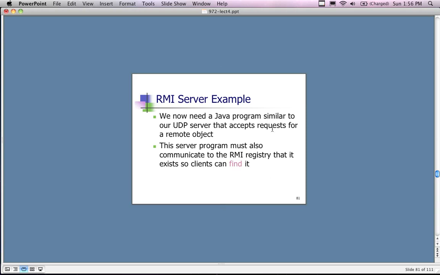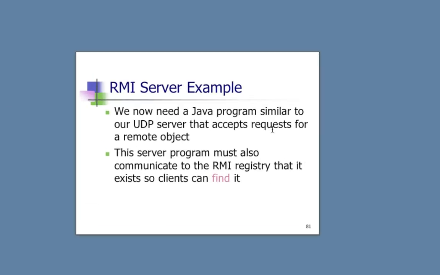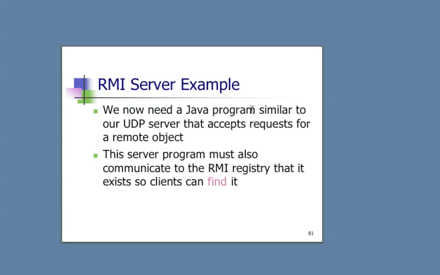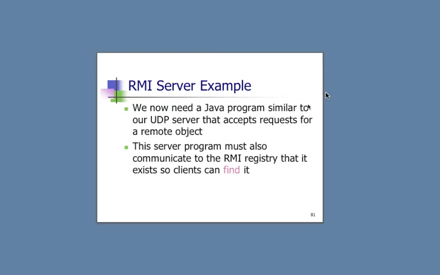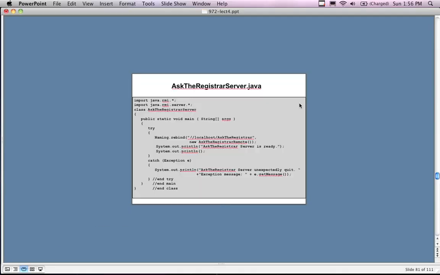So let's talk about the server for a few minutes. So we now need the program itself. We're going to have to modify the program. I have written the code. It's actually in scode.zip, and I'll pull that out in a few minutes to show you the actual source code. So the servers must also communicate with the RMI registry that exists so clients can find it. And oops, I'm not in PowerPoint presentation mode, so I have to manually switch it.